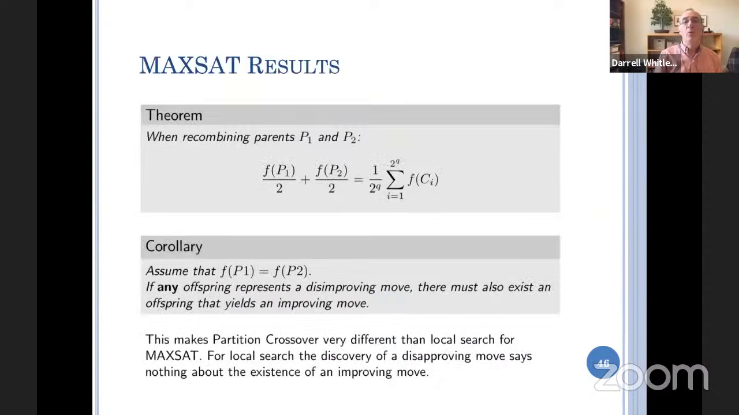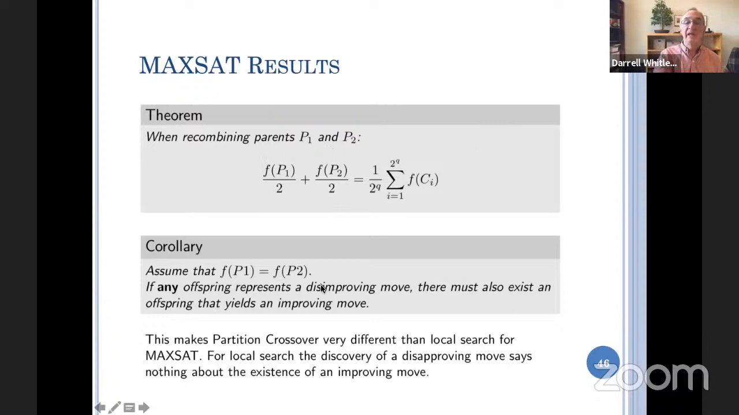One thing I want to note is that when you have all of these offspring that could be generated, if you take parent one and parent two and take their average, the average of parent one and parent two is equal to the average of all of those potential offspring. And so this results in a corollary that's quite interesting. If any offspring represents a disimproving move, there must also exist an offspring that yields an improving move, because this average has to hold.